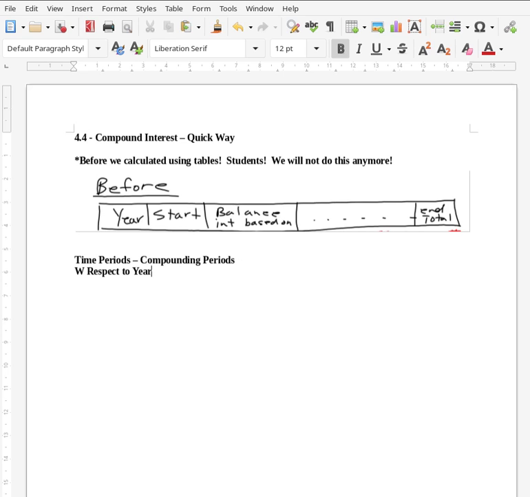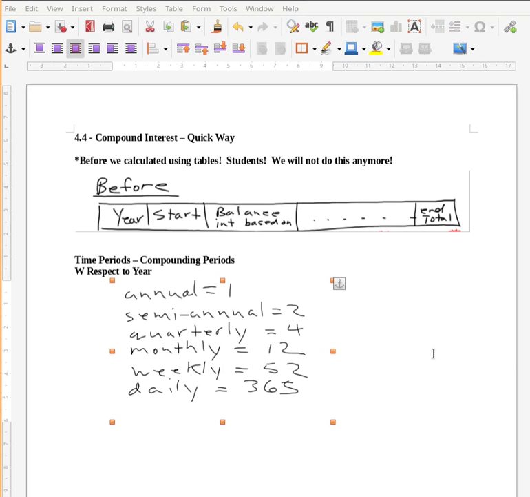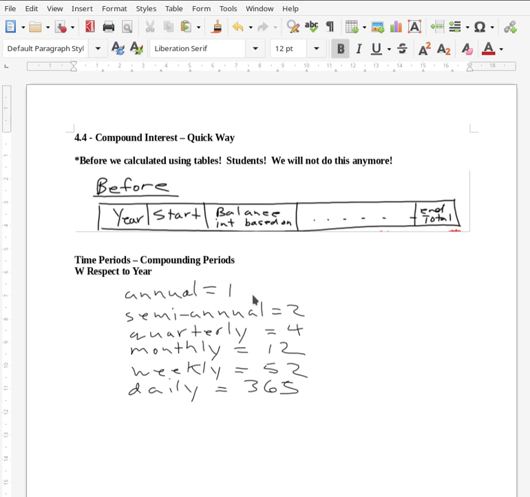There are special words we're going to use, and they are annual, meaning for 1 year there's exactly one compounding period. Semi-annual means that we take the year and split it into 2 times where our interest gets compounded. Quarterly means it happens 4 times a year. Monthly means it happens 12 times. Weekly means it's 52, and daily means it's 365.